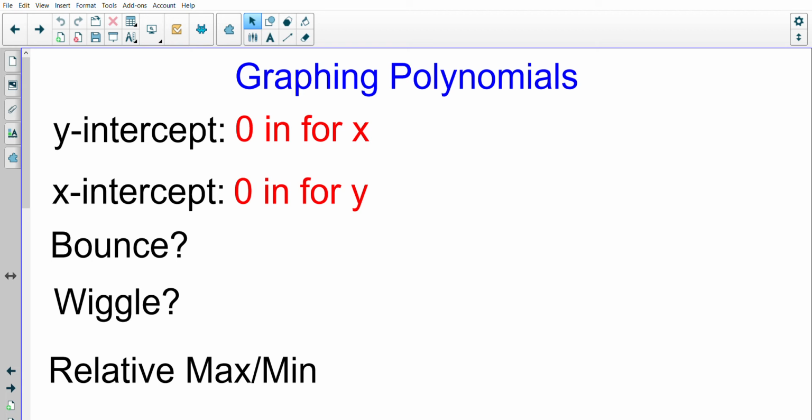Hello, we're going to talk a little bit about graphing polynomials today. Two of the characteristics of a polynomial are characteristics that we're already familiar with, and that's our x and y intercepts. Remember that to find a y-intercept, we plug 0 in for x. To find an x-intercept, we plug 0 in for y. But what about this bounce, wiggle, and relative maximum or minimum?